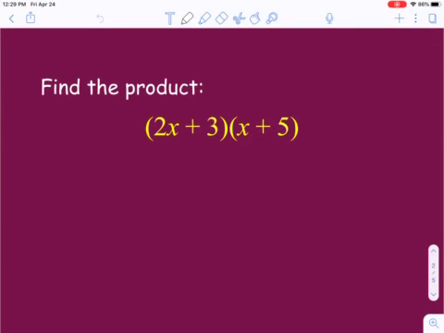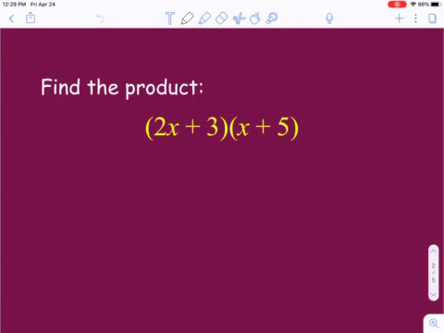I'm going to do some examples from the book. So we got this first one. It says find the product, and it lists two binomials. We've got 2x plus 3 and x plus 5. All right, pretty simple binomials, not complicated at all.